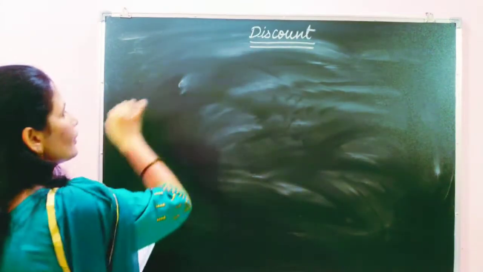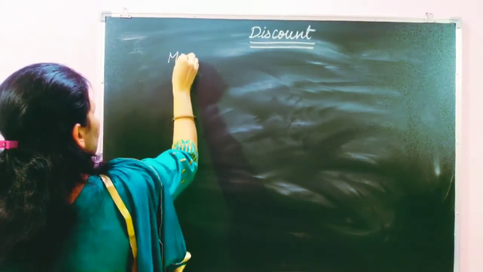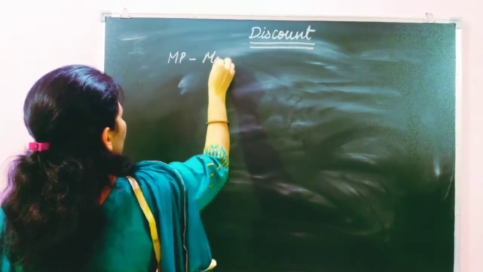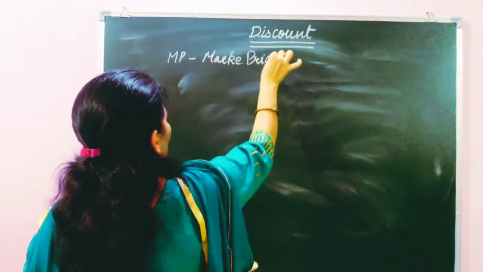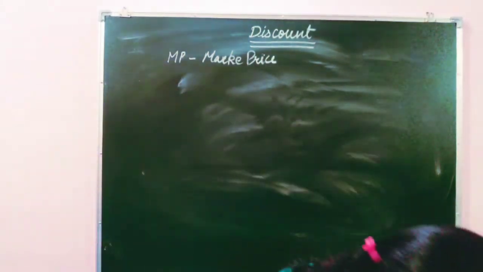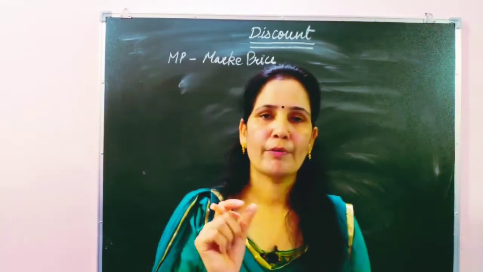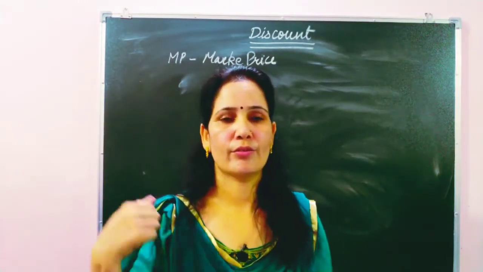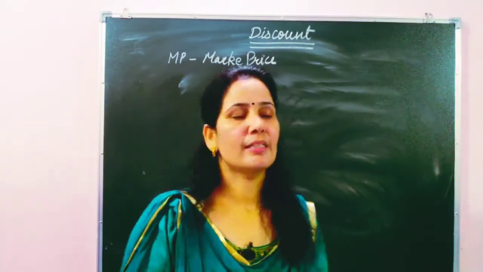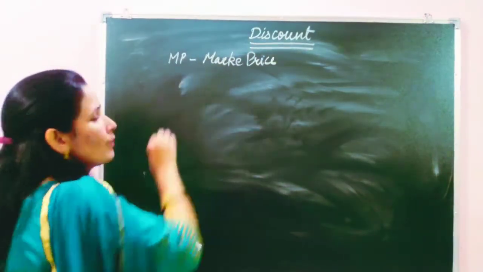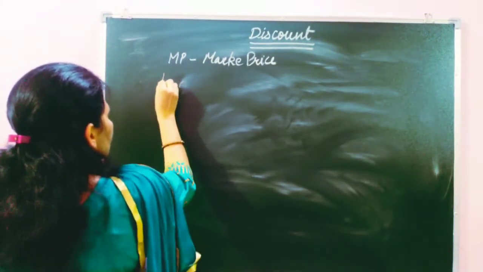In discounts, the main key terms we are using, students, the first is MP. MP is marked price. Marked price is the price that they have marked as a tag on the things. Students, have you seen, before purchasing any item, the tag of that price? This price they have written is the marked price. And then after that, students, here we will use discount.